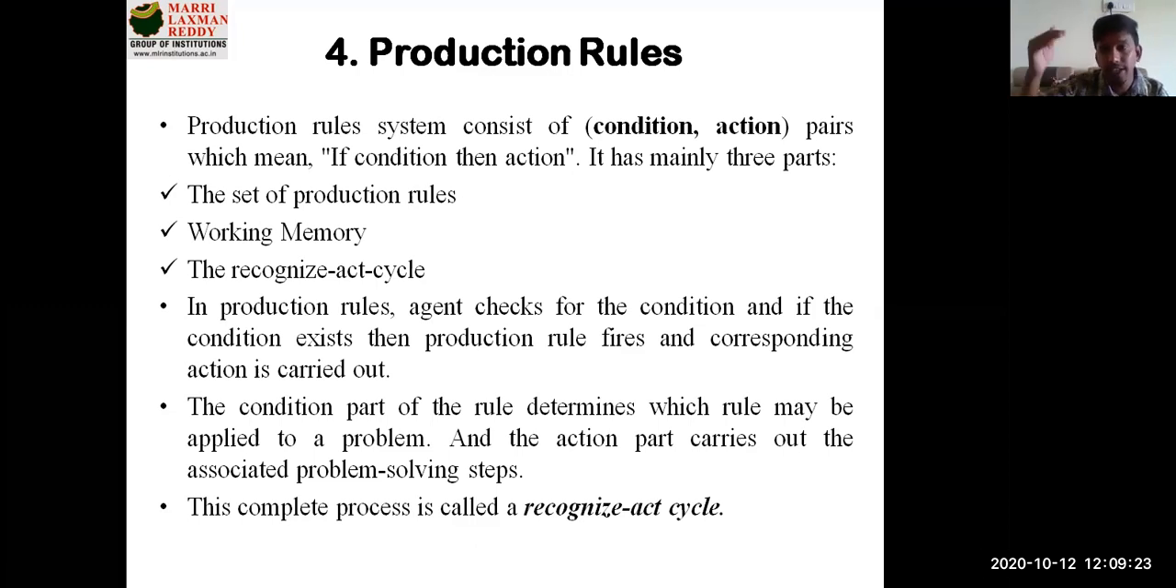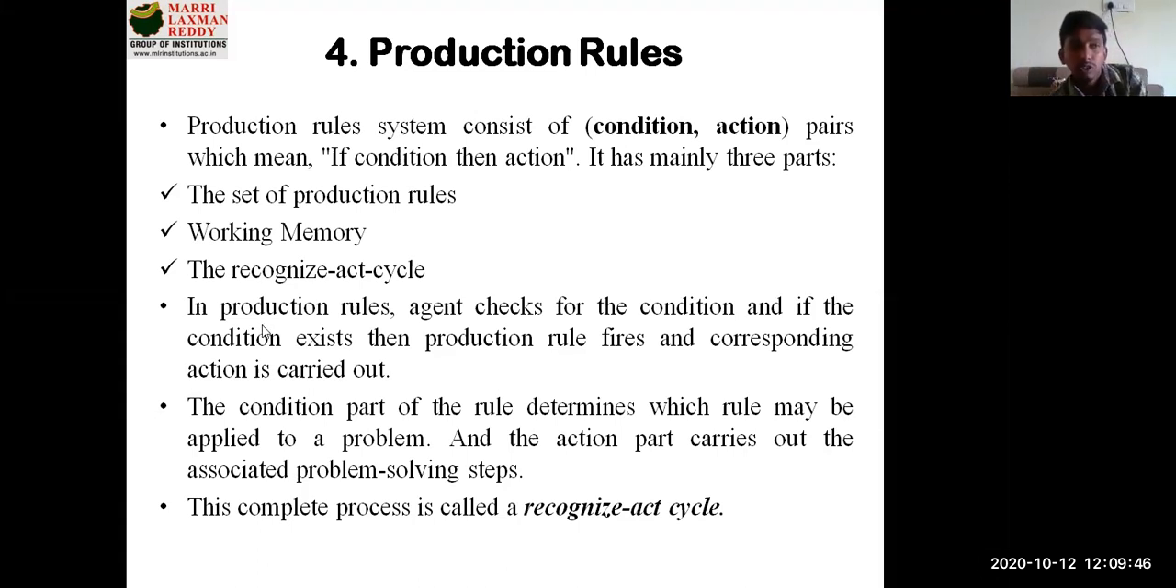For that, it has three parts: it needs to have a set of production rules, some working memory, and it's also called the recognize-act cycle. That's what we have represented here. This complete process is called recognize and act. That is, the condition will be recognized and accordingly it will do some action.